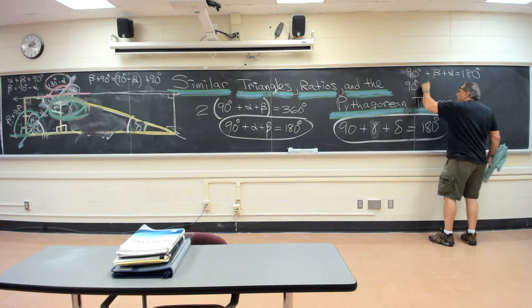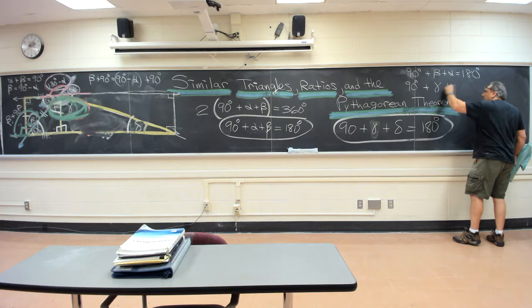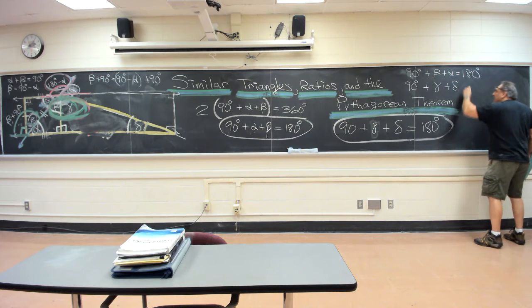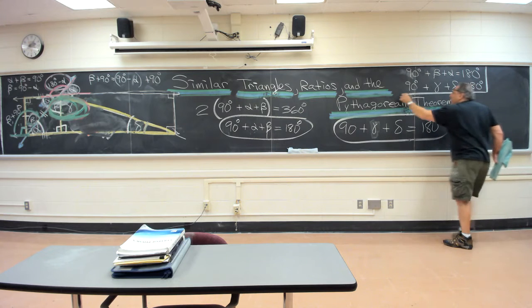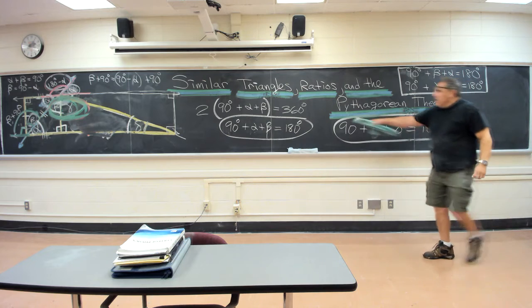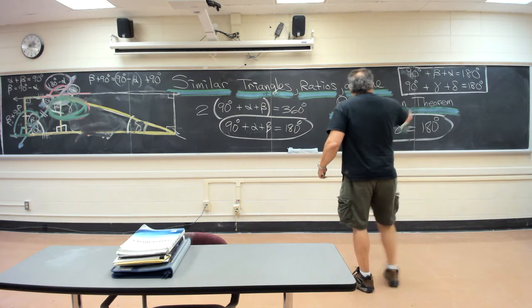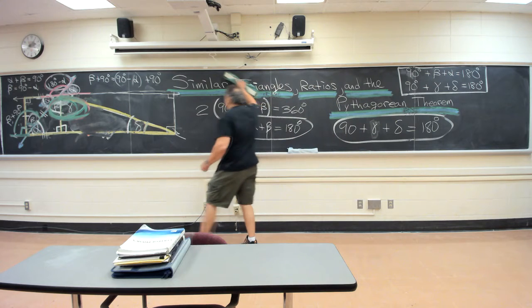90 degrees plus gamma plus delta equals 180. So these two equations, the same two equations that were right here, right next to each other, I just put them one on top of the other. Now what I'm going to do is, guys, give myself a little bit of room.